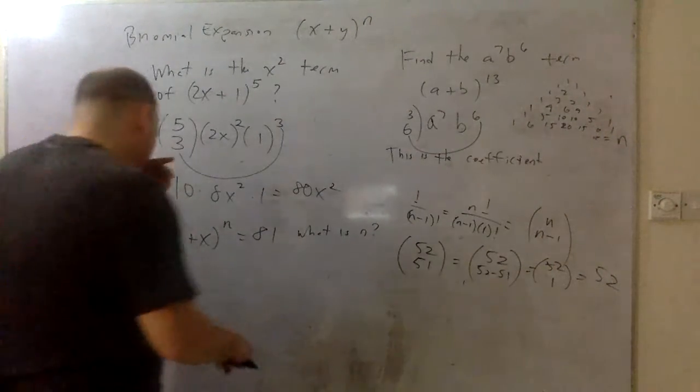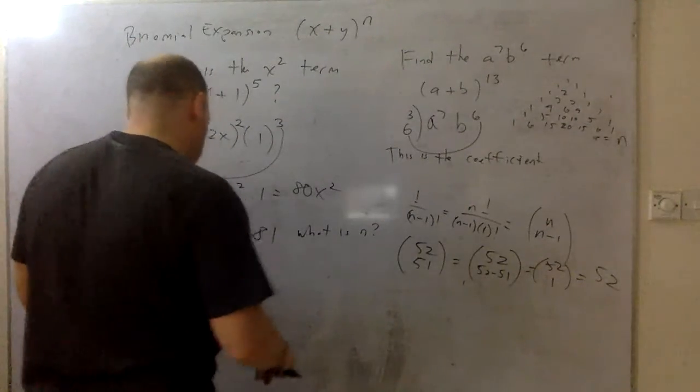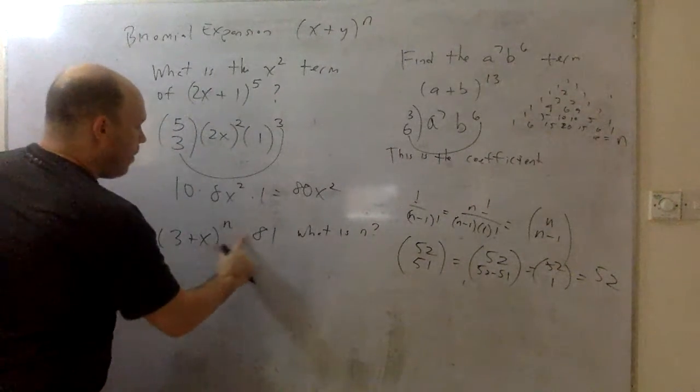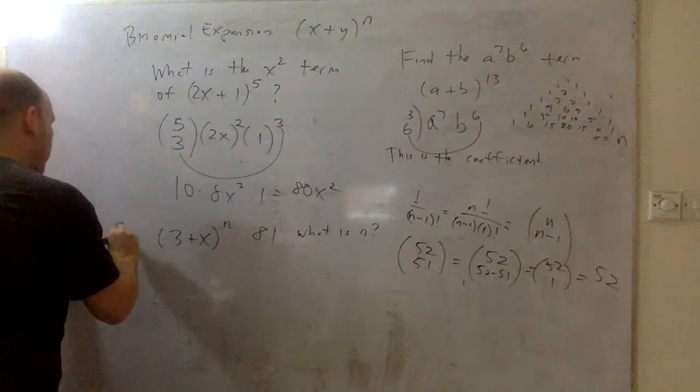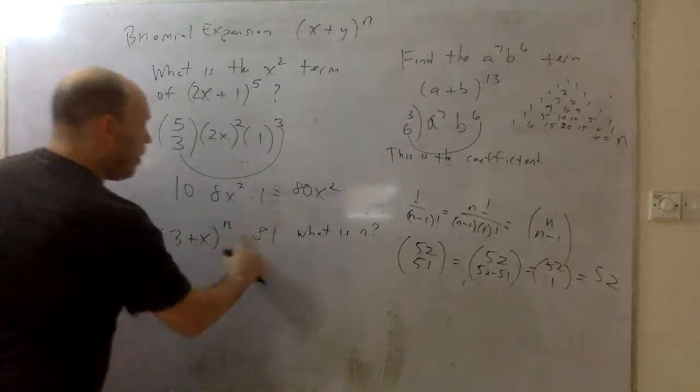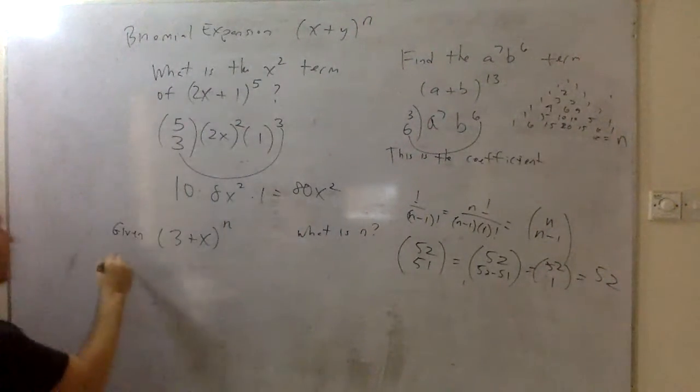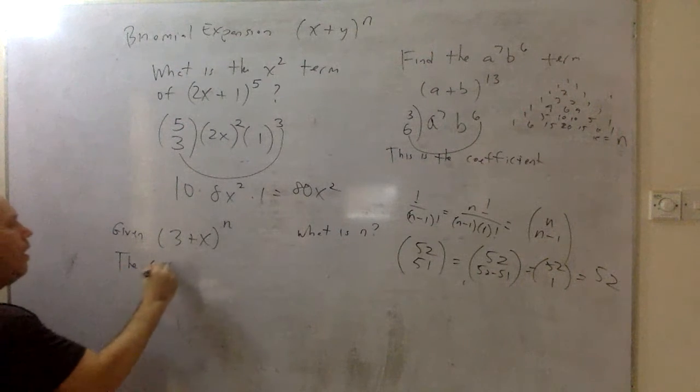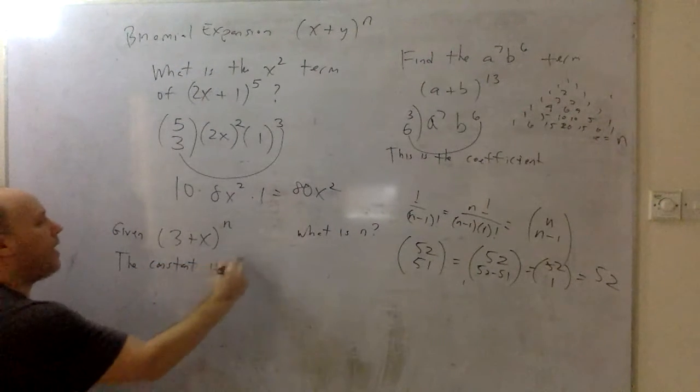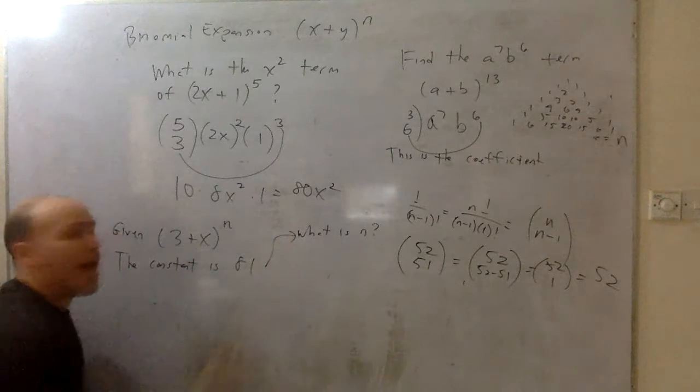Oh, no, I apologize. Sorry about that. Given 3 and 81, the constant is 81. What is n?